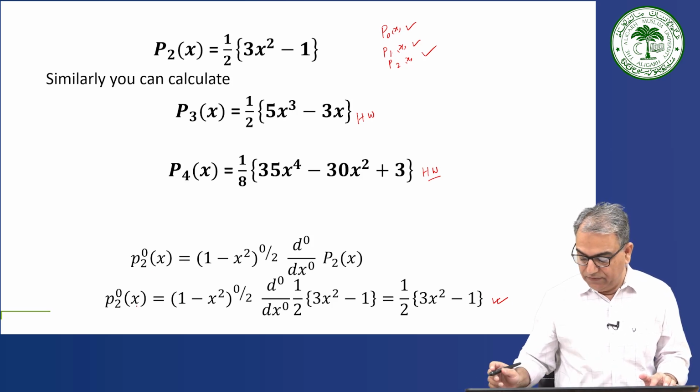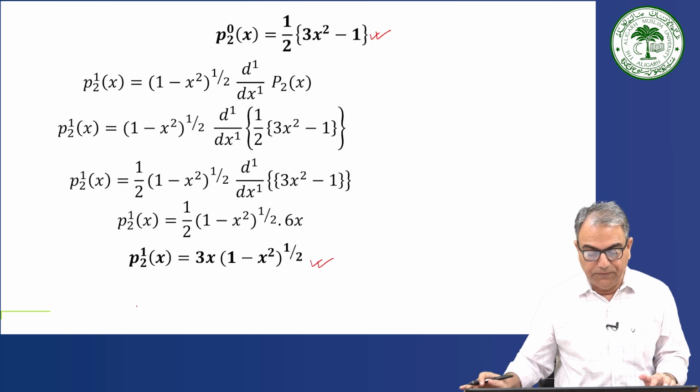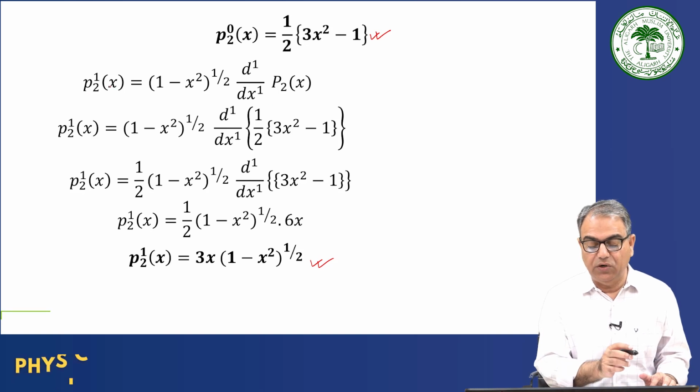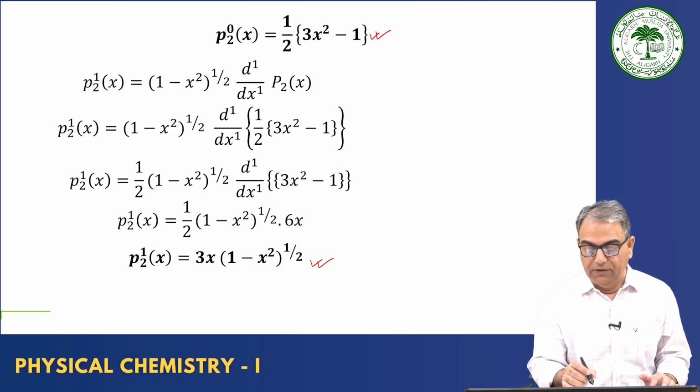P20, we have P20, then P21. Again you see P21, only one differentiation you did. And P2x you already have. P2x is 1 by 2 (3x square minus 1). Just now I said you, this you have to differentiate once, that's all. So the rest of the term will remain, say (1 minus x square) to the power 1 by 2.